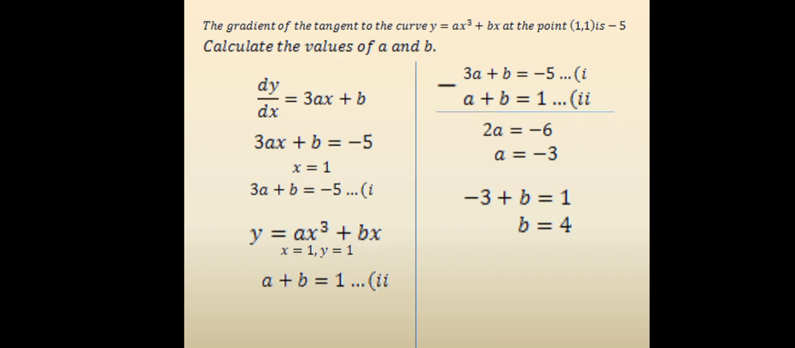The gradient of the tangent to the curve y = ax³ + bx at point (1, 1) is −5. Calculate the values of a and b.